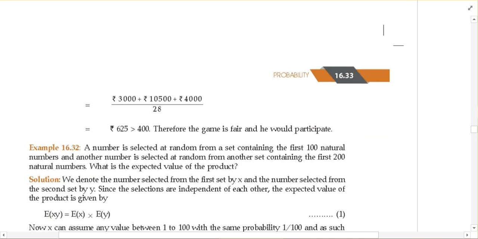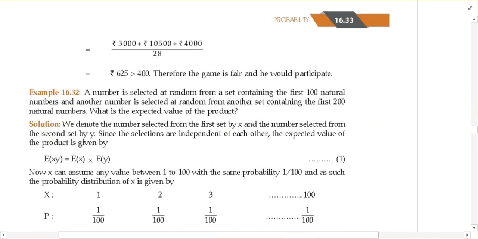A number is selected at random from a set containing the first 100 natural numbers, and another number is selected at random from the set containing the first 200 natural numbers. What is the expected value of the product? So expected value of x into expected value of y, that is as simple as that.